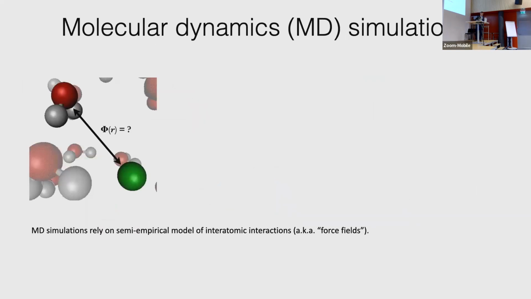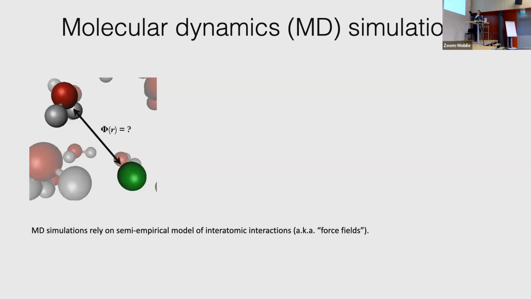So these are simulations in which we are solving Newton's equations of motion for an assemblage of atoms, right? All that we need to do to run these simulations is tell the code, well, when 2 atoms of different types are at a certain distance from each other, how much do they attract each other or how much do they push each other away? In theory, we could calculate this by solving some simplified versions of Schrödinger's equation, but that would be extremely computationally expensive.